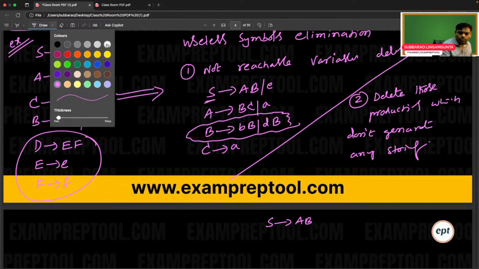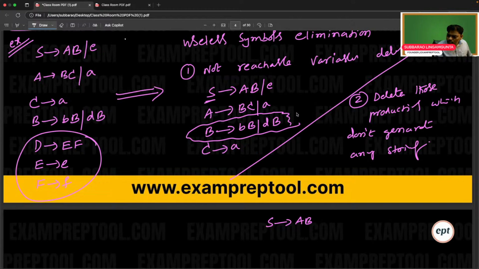Every recursion should have a termination condition. If there is no termination, it is a recursion with no termination, so it never terminates, meaning it doesn't generate any string. B goes to B and B required. B goes to D and B, so B is required.